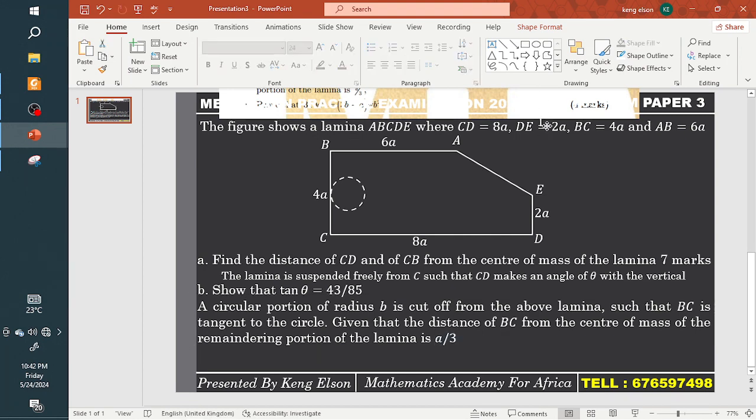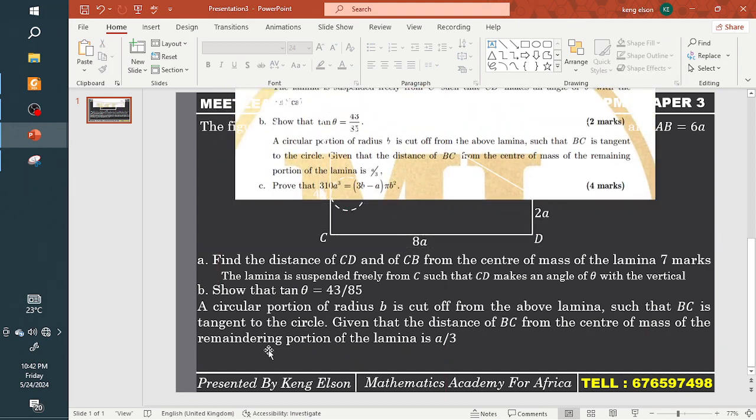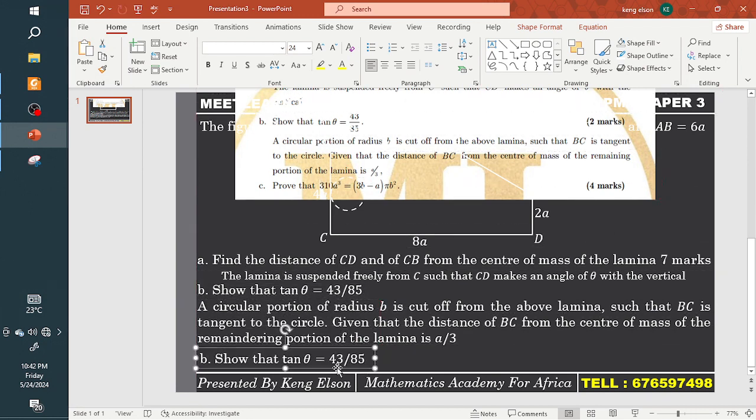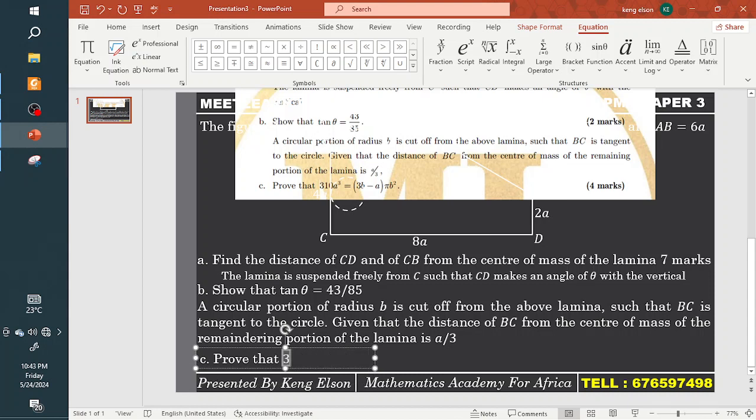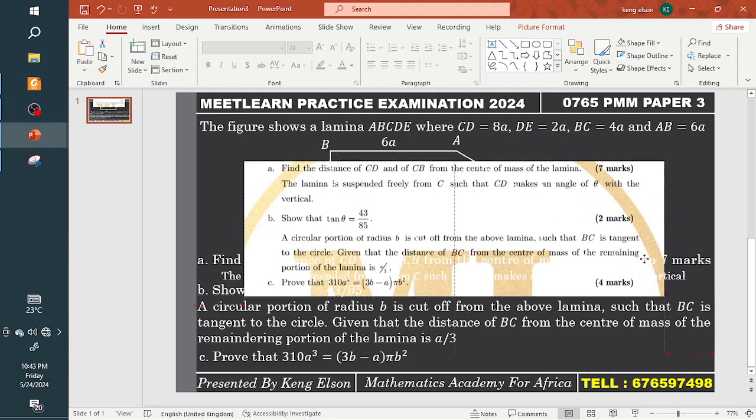So they say it is 8 divided by 3. What do we need to do then? We have to prove that. So question C, copy and paste. Question C, prove that 310 a cube is equal to 3b minus a times 5b squared. Okay, that's all we need to prove. So I think, yeah, that's all.